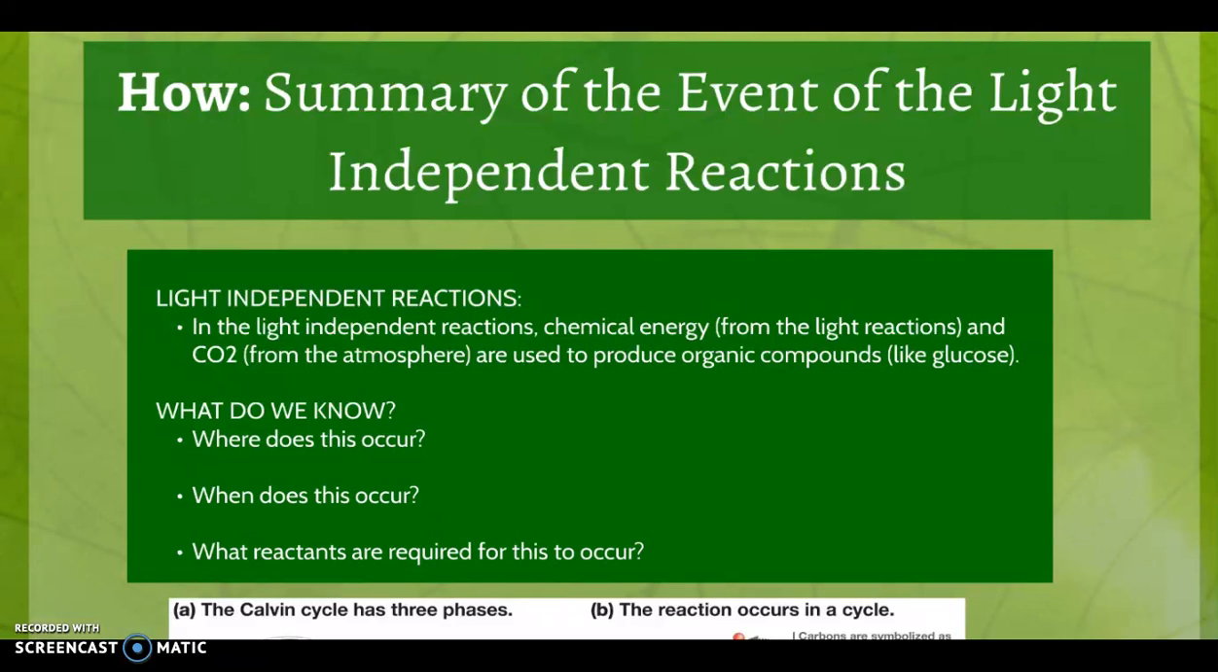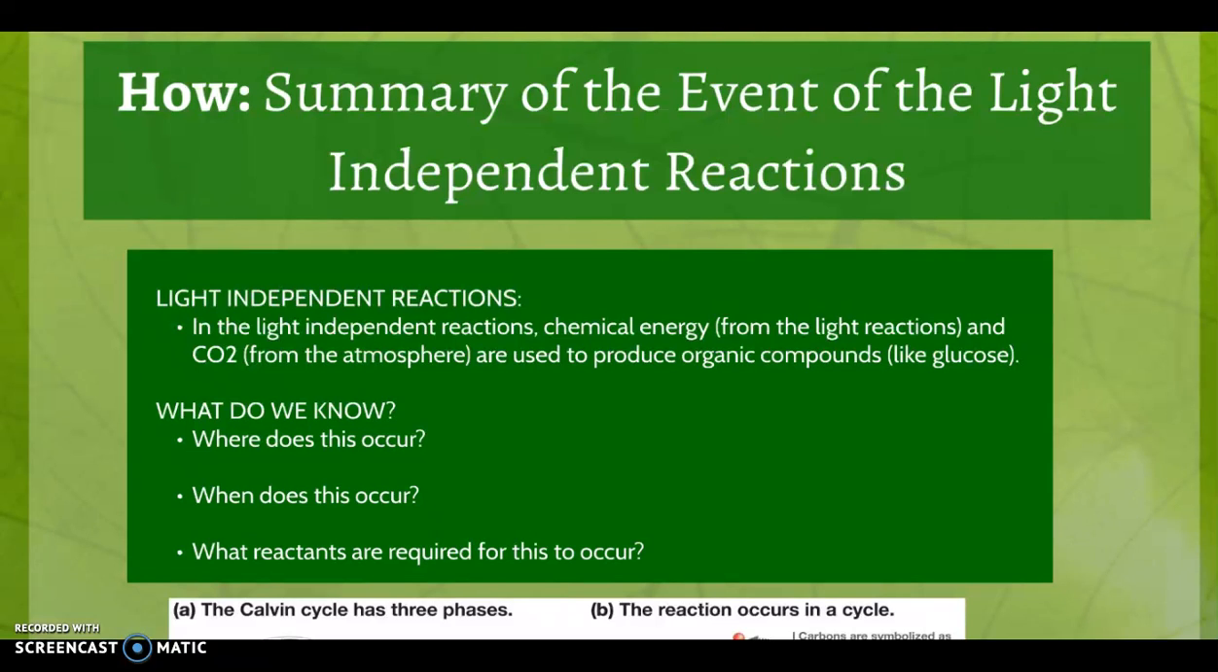And we know some things about this already because we've talked about it. We know where it occurs. Remember, we know that this occurs in the stroma. When does it occur? This is a little bit of a tricky question. We call these light-independent reactions, and in fact they used to be called the dark reactions.